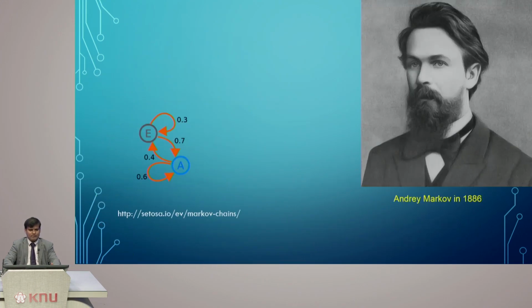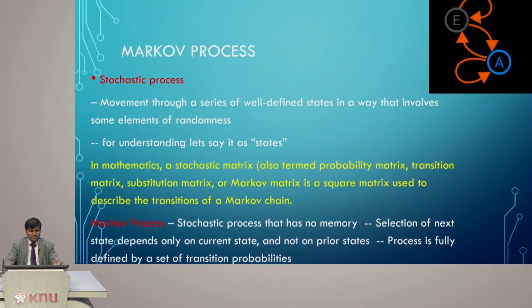As we have seen here, moving from A to E or E to A is a transition happening from one state to another state, and you have a probability of occurrence. Through this, in fact, you can come up with a matrix. So this transition probability is used to build that matrix, and we call that matrix a transition matrix, stochastic matrix, probability matrix or substitution matrix. Simply, we can call it a Markov matrix.